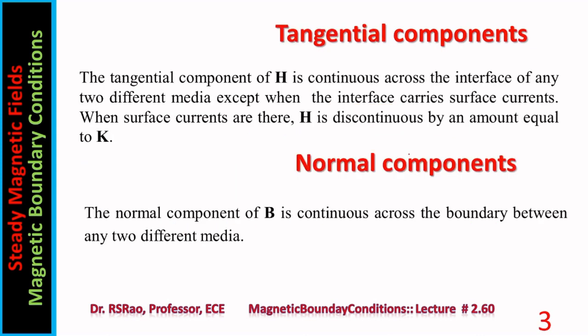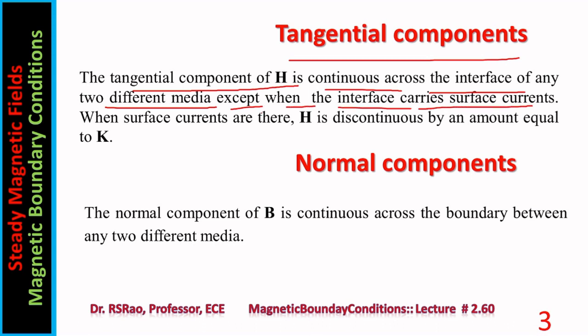First, let me state the conditions. Tangential component. The statement of condition pertaining to tangential components: the tangential H is continuous across the interface of any two different media except when the interface carries surface currents. When surface current is there over the interface, H is discontinuous. Tangential H is discontinuous by an amount equal to K.